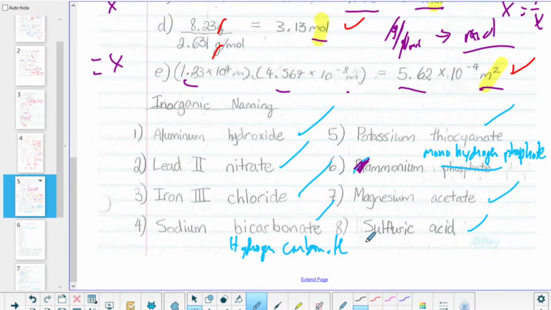Magnesium acetate and sulfuric acid. It does not matter if you spell sulfuric with an F or a PH. Those are both recognized by the International Union of Pure and Applied Chemistry as being correct. Good.